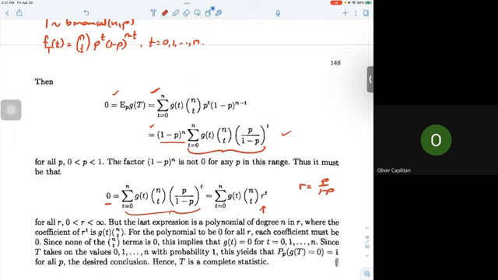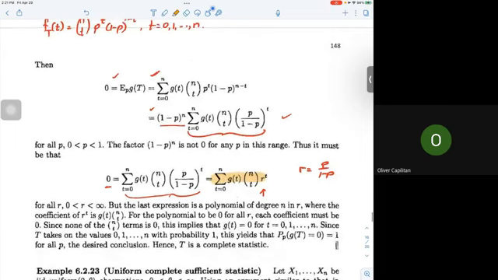That's for all r greater than 0 but less than infinity. Okay, so this last expression here is a polynomial of degree n in r, because if we take the sum, the last possible value of t there is n. So it's a polynomial of degree n in r, and the coefficient of r to the t is g of t times the combination of n taken t at a time.